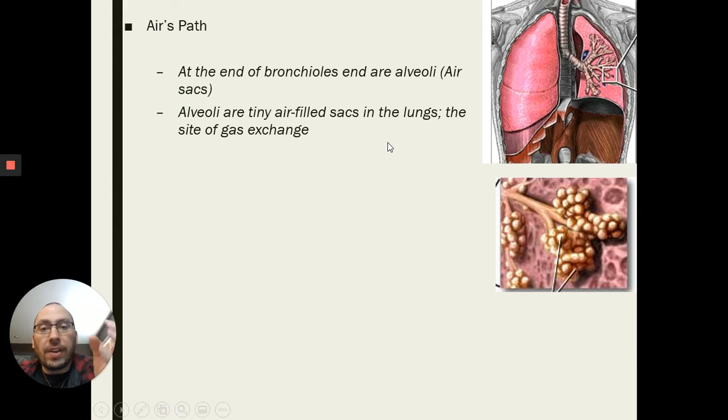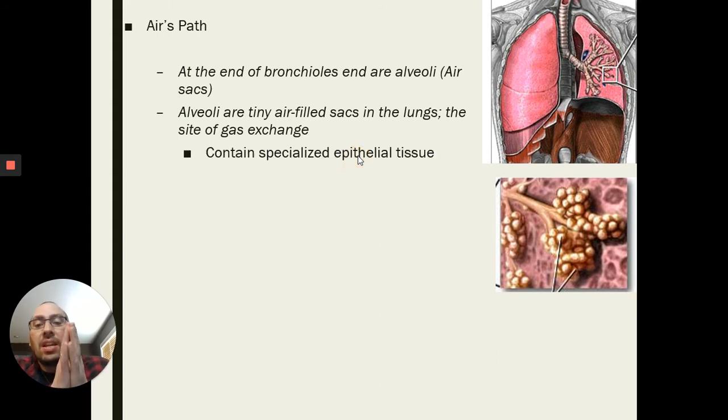They're little air-filled sacs, and that is actually where gas exchange occurs. So they are really, really important. They contain thin special epithelial tissue. You may remember when we talked about the villi, the little finger-like projections in the small intestine that had very, very thin epithelial tissue. The alveoli have the same thing, very, very thin tissue. And it's so thin that it's only one cell layer thick.